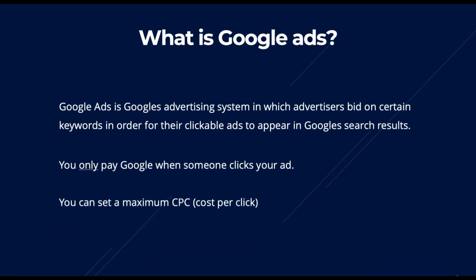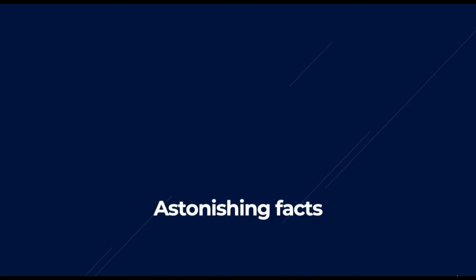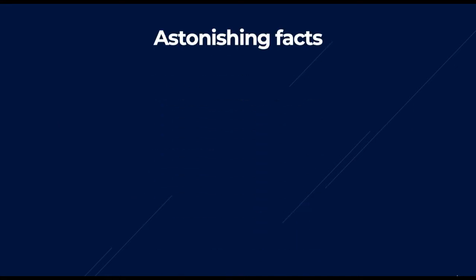On top of this, you can set a maximum CPC, which stands for cost per click, and basically tell Google, this is the maximum amount of money I'm willing to pay per click. This makes it extremely flexible as you only pay what you want to pay. So now we know that, let me run you through some astonishing facts and confirm that you made a good decision by wanting to learn Google Ads.